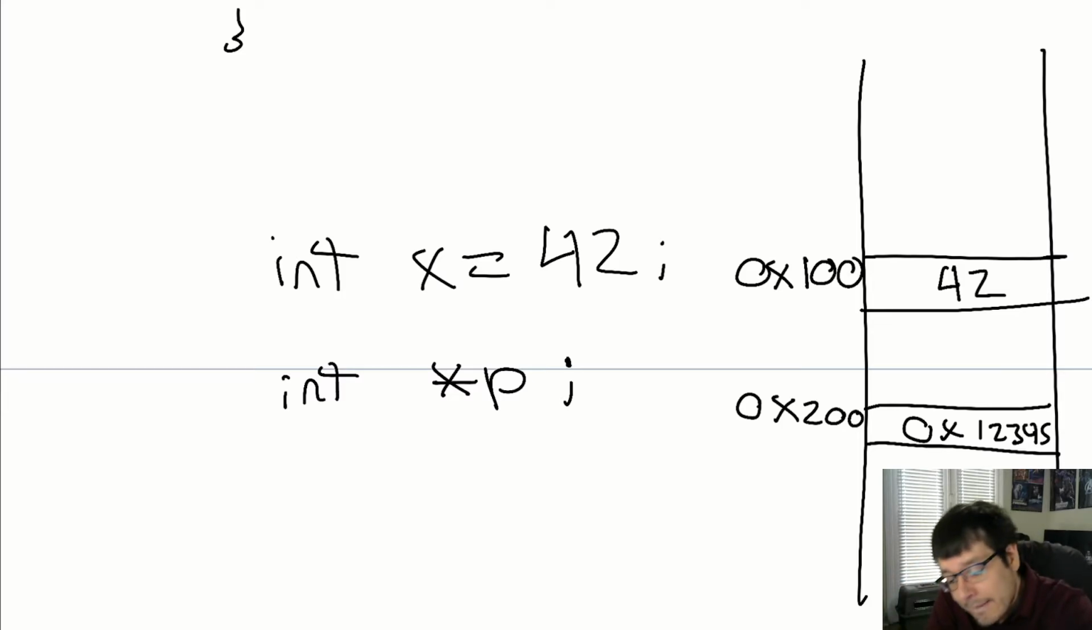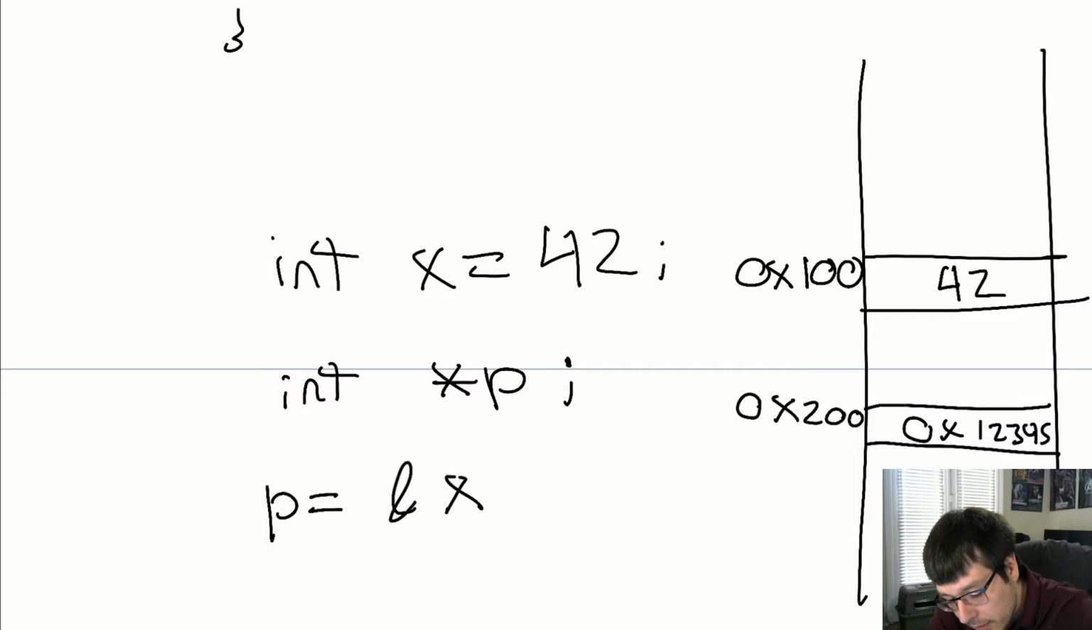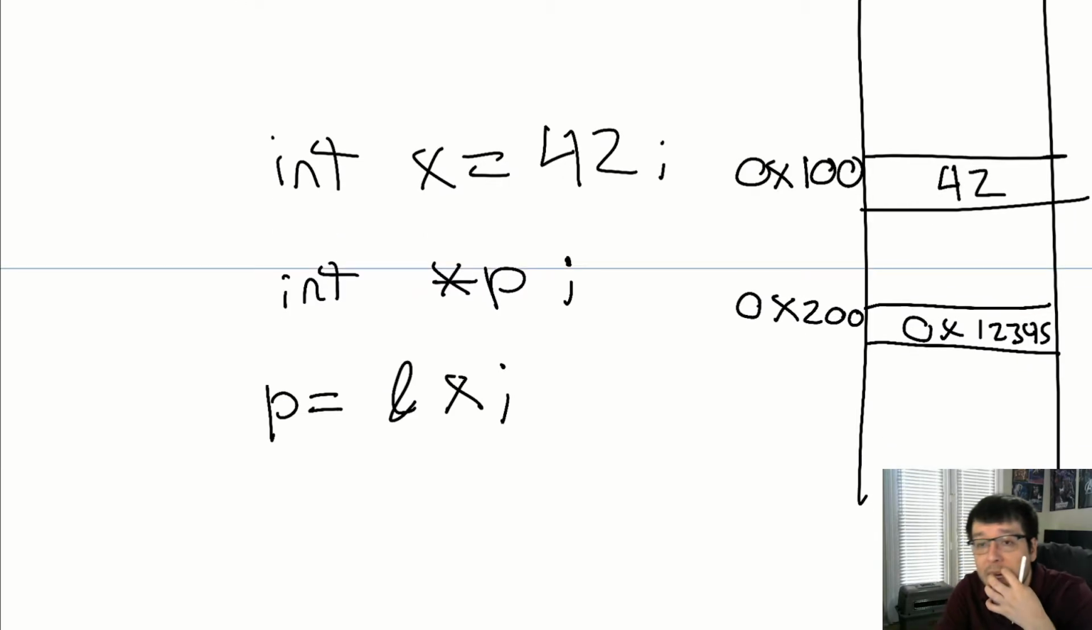So what if I want to store the address of my X variable? We're going to use a new operator for that, an operator known as the address-of operator. And then we put the name of the variable that we want the address of. So this will be read as P gets address of X.